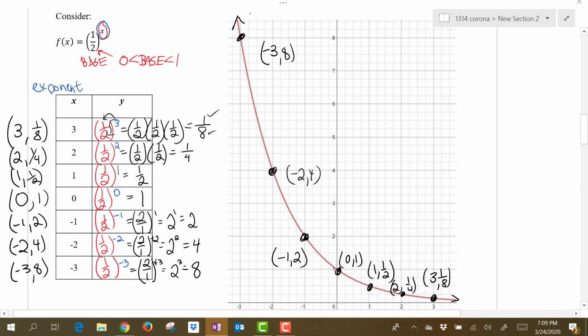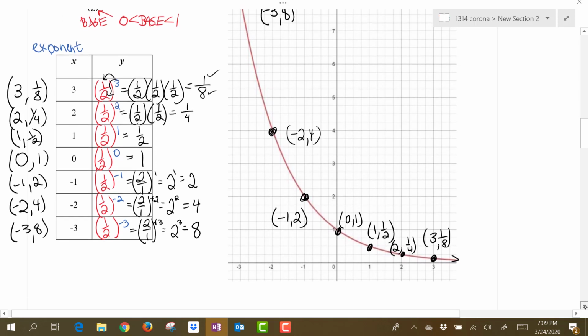Now officially again, there's an arrow that points up. We could have chosen to continue with negative 4, negative 5, negative 6. We can choose any x values that we want to. I just chose 7 so we can look at the basic idea of the graph, but officially we could keep going to the left and to the right with this graph.